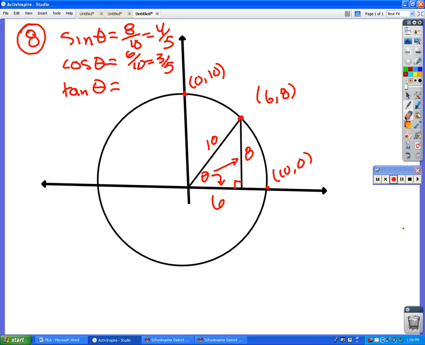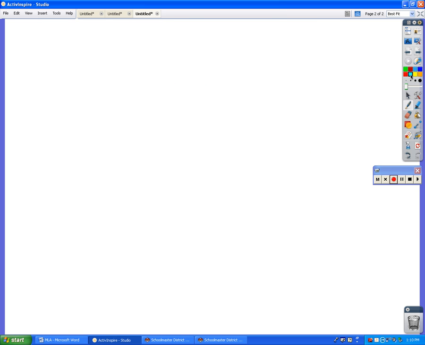And then the tangent finally is what side over what side? Right, opposite over adjacent, so 8 over 6, which is 4/3. So that's what's going on with number 8. Wait, I have a question. For number 9, do you just have to write 7 over 25? For number 9, yeah, you just have to write 7 over 25 and 24 over 25.